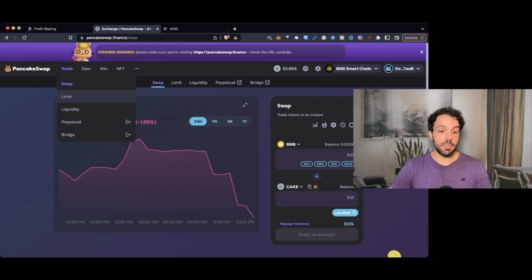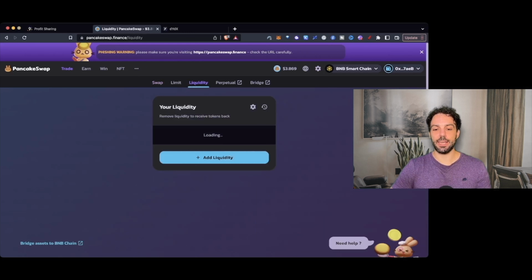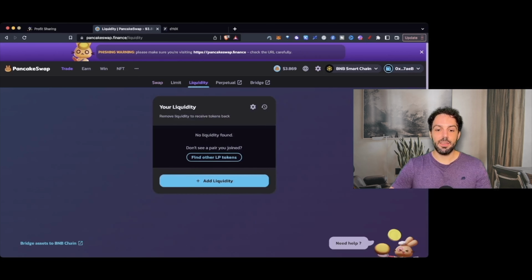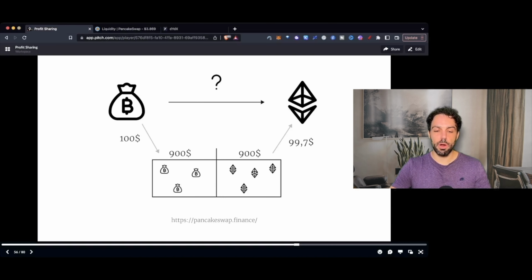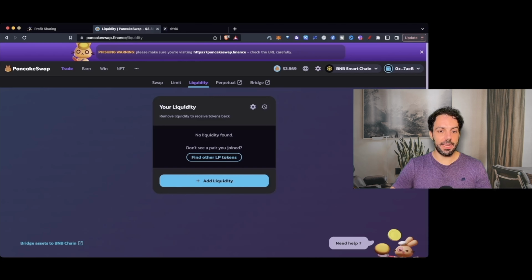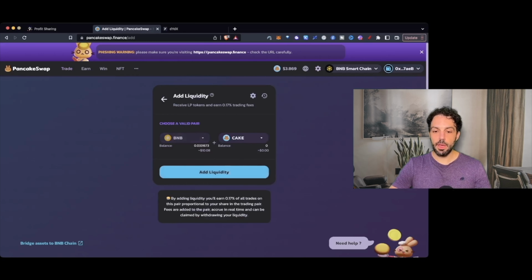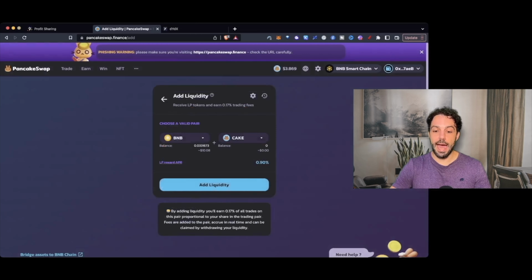On top of that, you can add liquidity, because as we said the other day, we have this box where you put in $100 and you withdraw another $100. That is possible just because there are people adding liquidity to these boxes. And that's something you can do by going here: trade, liquidity, add liquidity. You can choose the asset you want to add liquidity to and simply click add liquidity.